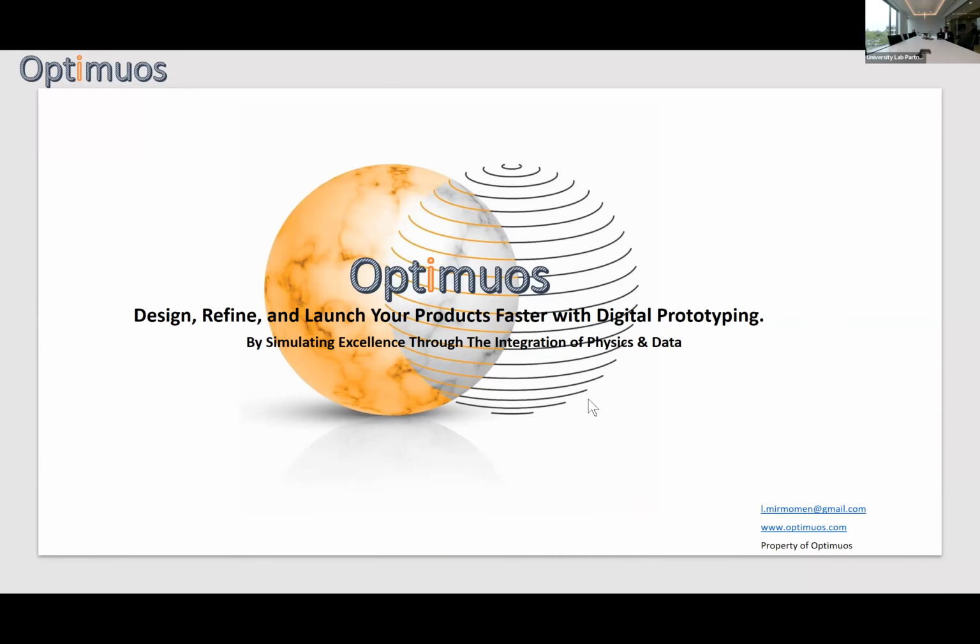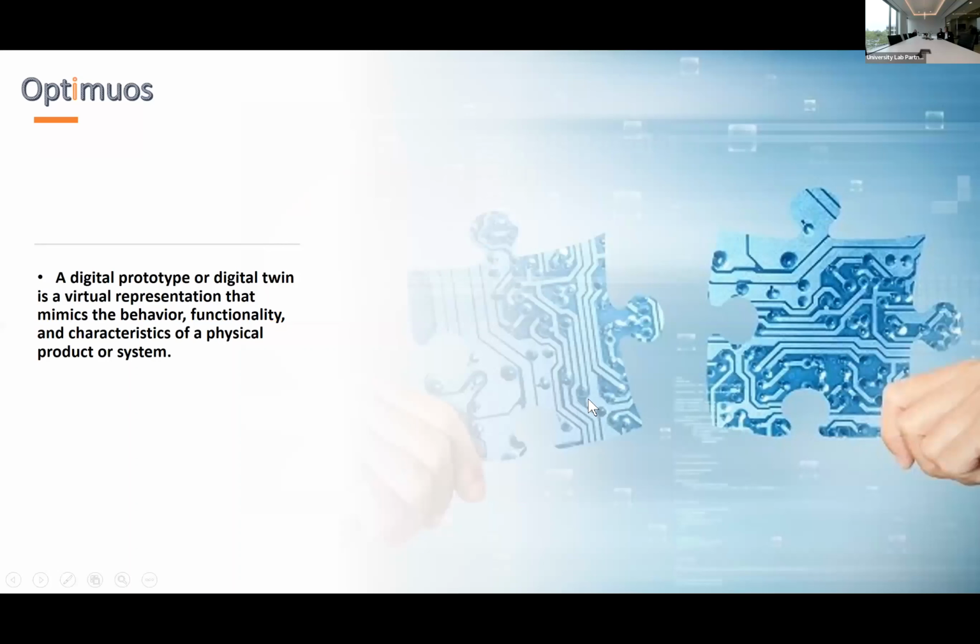So, let's go to the next slide. Before we start this talk, I would like to start with defining what a digital prototype and what a digital twin is, as these words are widely used in different industries for different applications. The digital prototype and digital twin that we are using here is a virtual representation that mimics the behavior, functionality, and characteristics of physical product and system. And that can be used for product development that we are here to talk about.